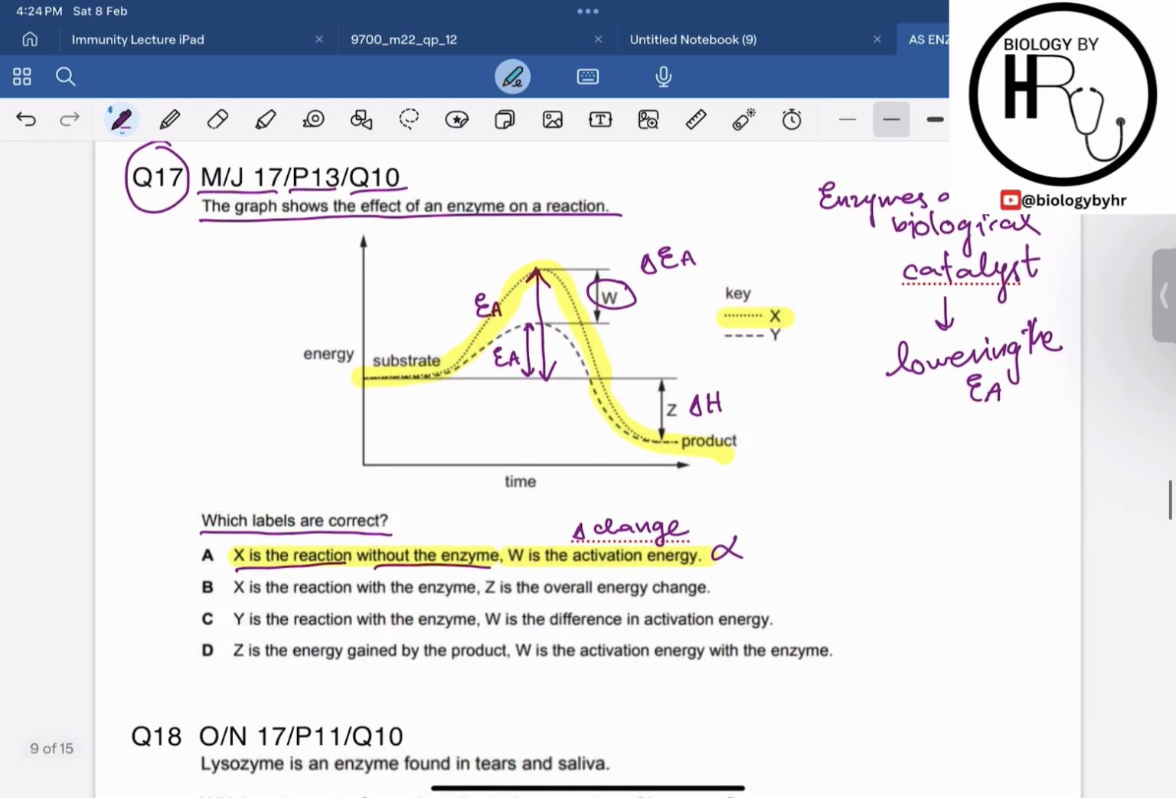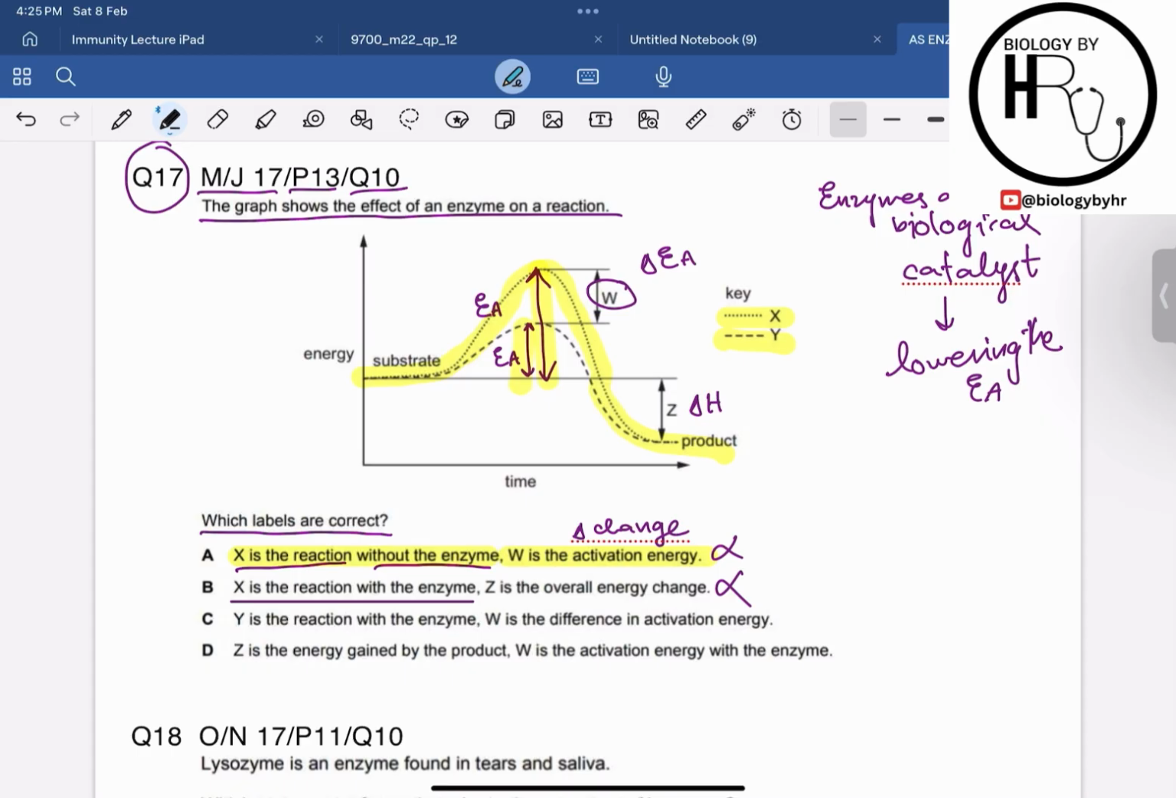Then let's move on to option B. It says that X is a reaction with the enzyme. No, X is not a reaction with the enzyme because it has a very high activation energy, right? Y is a reaction with the enzyme because it has a low activation energy, so hence this is also incorrect.